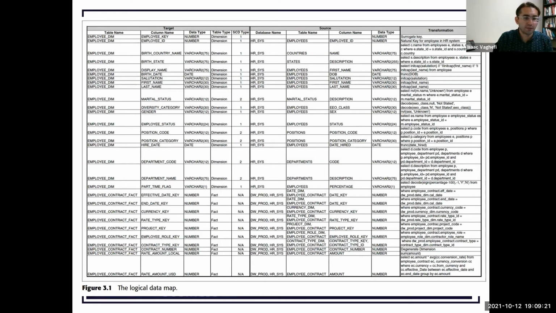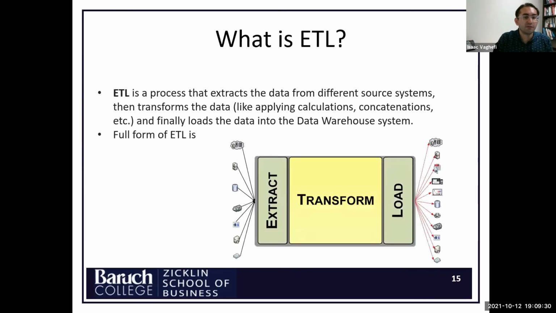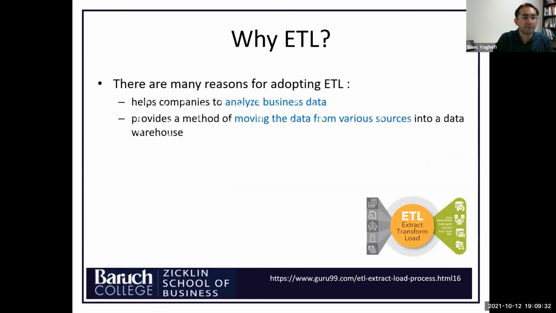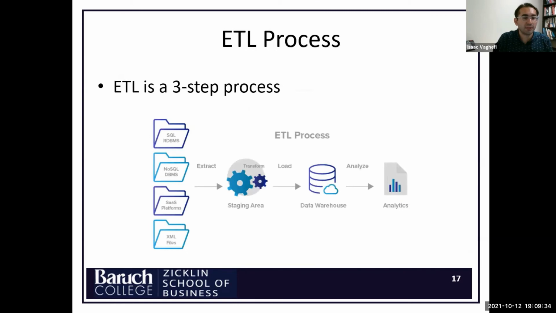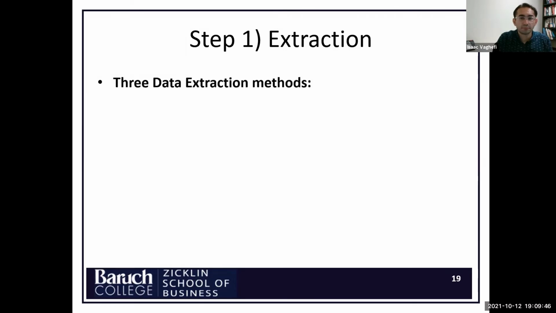And this is only one dimension, or maybe two dimensions, with one fact table. Imagine if we have tens of these dimensions and fact tables. What do we do then? First things first, we need to make sure the data is validated before it comes into our database. There are different ways that we extract data.